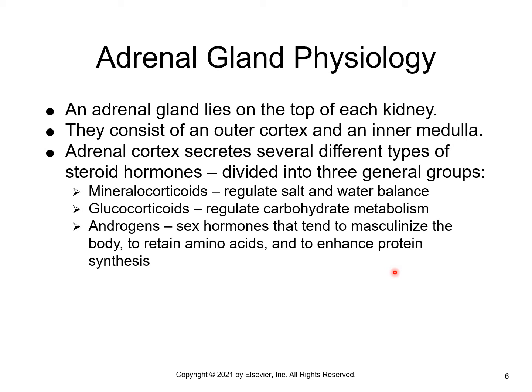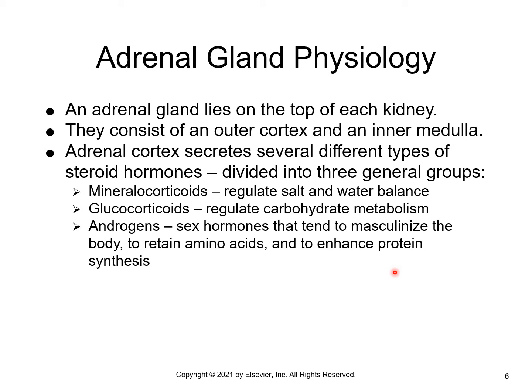The adrenal cortex secretes several different types of steroids, and these steroids can be divided into three different general groups. The first is the mineralocorticoids, which help regulate salt and water balance. These mineralocorticoids often act on the kidneys to tell the kidneys exactly what it needs to resorb out of the urine production and what it needs to allow to be excreted through the kidneys.